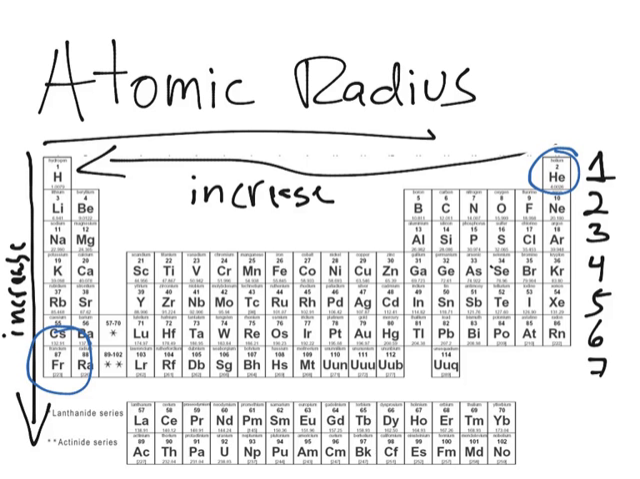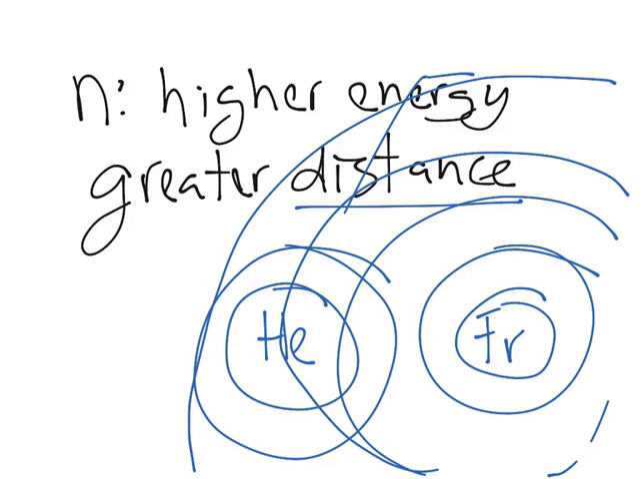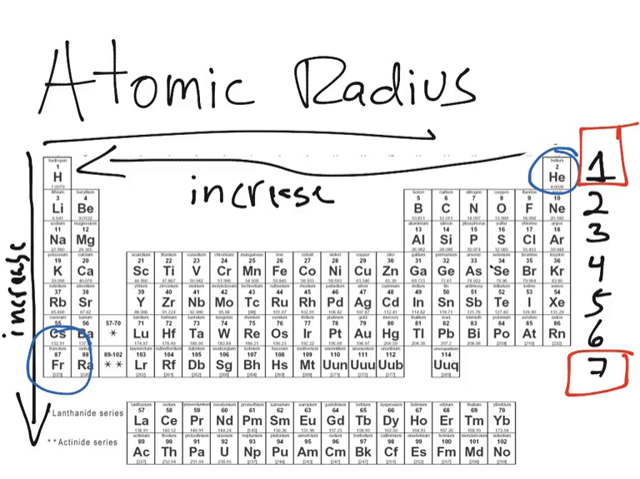Helium has an n of 1, as you can see from here, and francium has an n of 7. So the distance from the nucleus will be huge when you compare both atoms. That's how you know that it increases as it goes down, because it will have a higher energy state, and as the n increases, the distance also increases, so it will be further away from the nucleus.